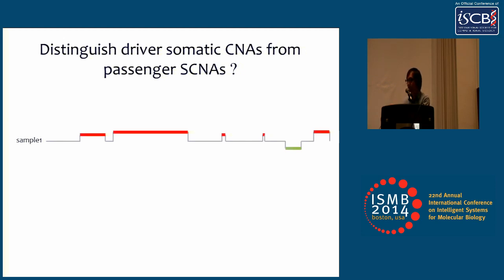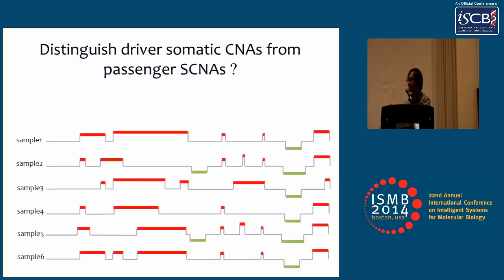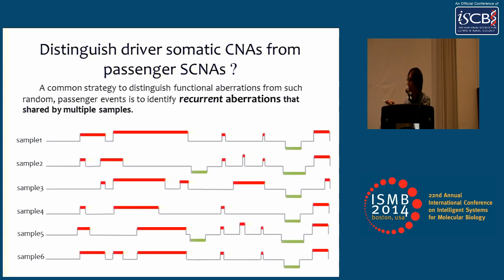So we get the aberrations for a single sample, and we would like to ask a question: how do you distinguish the driver somatic copy number aberrations that are responsible for cancer progression from the passenger somatic copy number aberrations that are irrelevant for the cancer phenotype? As more and more samples are sequenced, there are several computational approaches addressing this problem, and they all use the same idea: you take multiple samples together, align them in genome coordinates, and try to find the recurrent region that's shared by multiple samples.